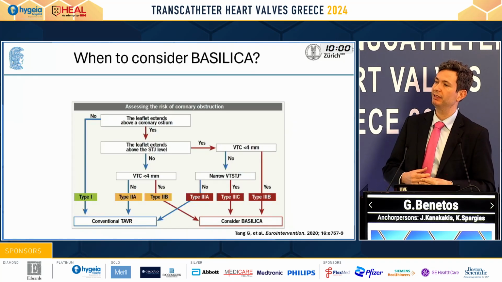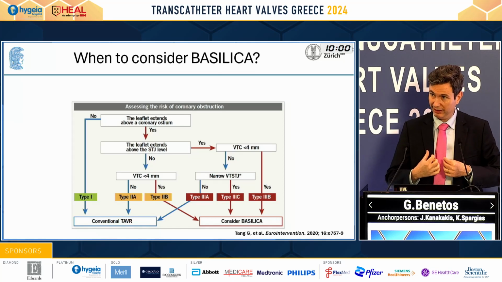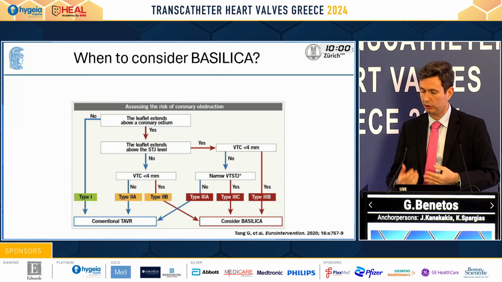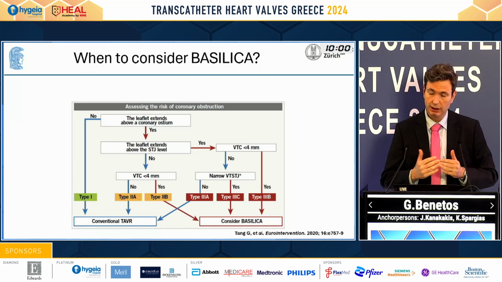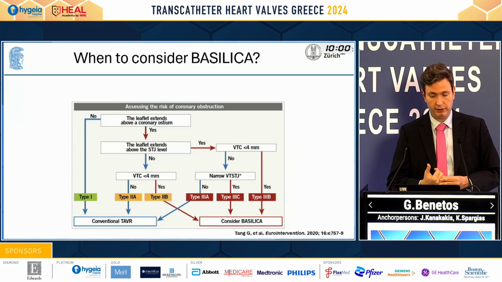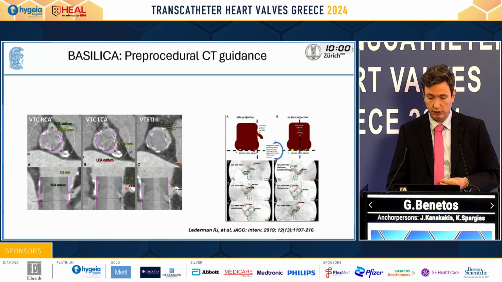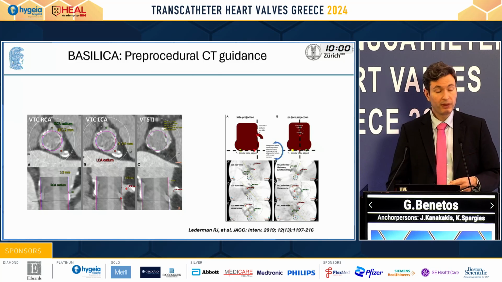There are some papers that give some guidance regarding what we have to pay attention to when we have a valve in valve. So if our previous prosthetic valve extends below the coronary ostia, then we don't have any problem, we proceed with the valve in valve. If the leaflets, or the posts actually, extend above the coronary ostium and the sinotubular junction, and the sinotubular junction is very narrow, then it's the highest risk for coronary obstruction.